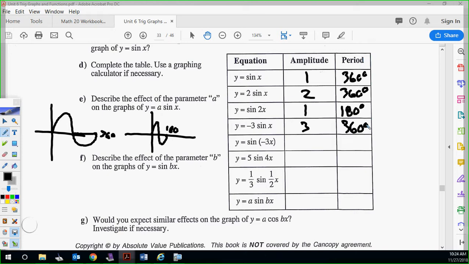The other thing about amplitude, it'll never be negative. Same thing with like reflection, right? Okay, all good points. You guys got that? Think about amplitude as distance. Distance from the center. Okay, sine of negative 3x.